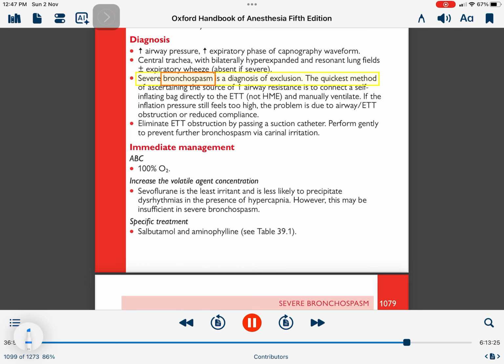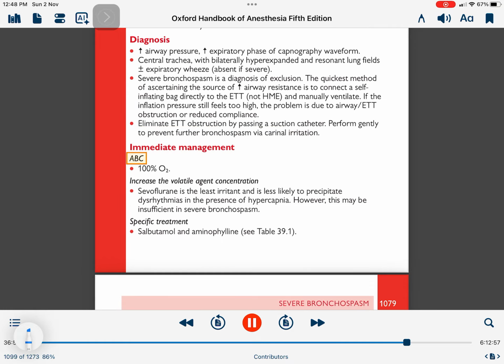Severe bronchospasm is a diagnosis of exclusion. The quickest method of ascertaining the source of airway resistance is to connect a self-inflating bag directly to the ET, not HME, and manually ventilate. If the inflation pressure still feels too high, the problem is due to airway or ET obstruction or reduced compliance. Eliminate ET obstruction by passing a suction catheter. Perform gently to prevent further bronchospasm via carinal irritation.